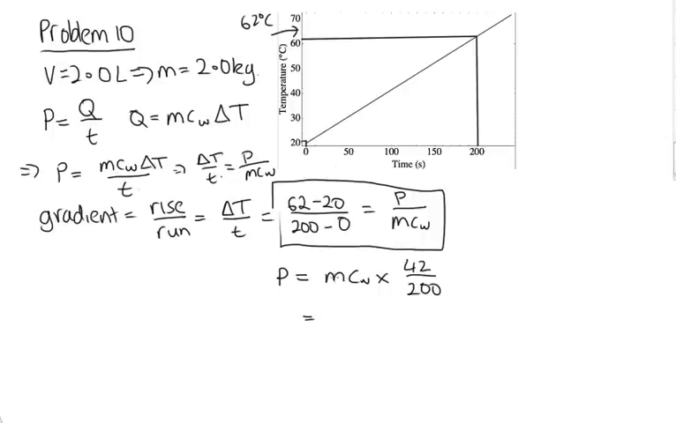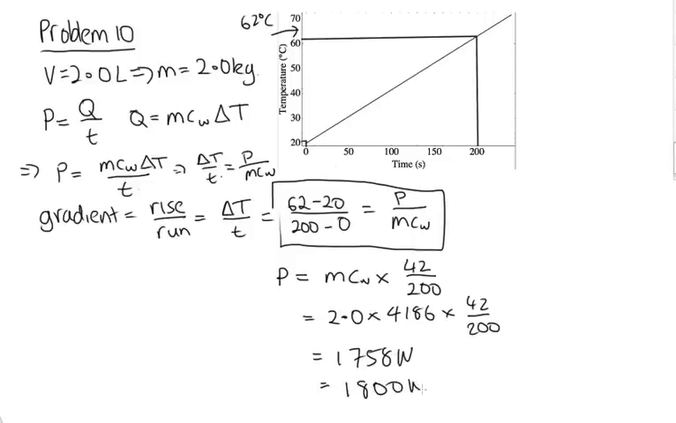So substituting in, the mass of water is 2 kilograms, so this is 2.0. The heat capacity of water, we're told, is 4,186 times 42 over 200. So solving this on the calculator, we get 1,758 watts. But we were only given the volume to 2 significant figures, so we should give our answer to 2 significant figures. So that's 1,800 watts.